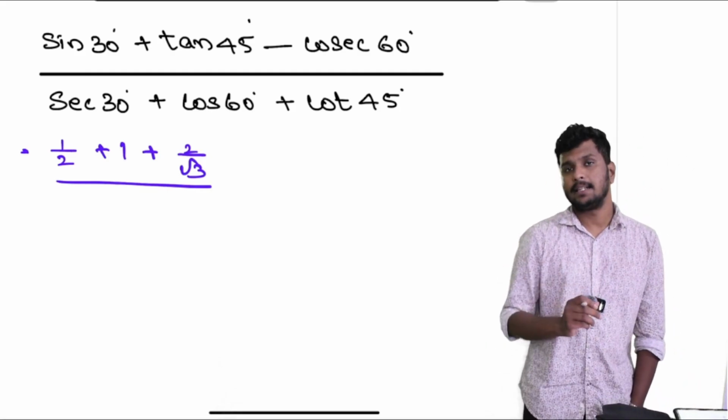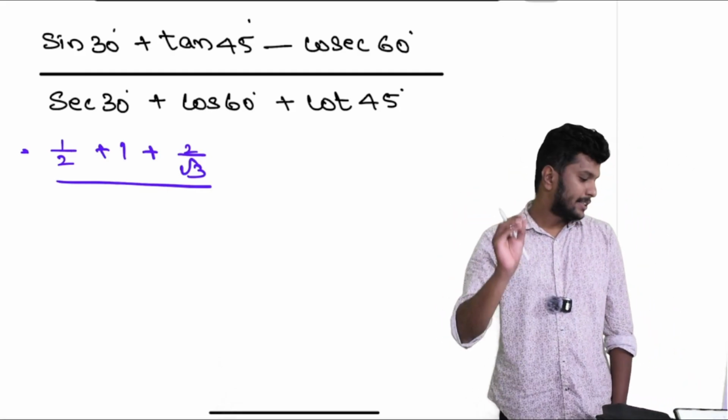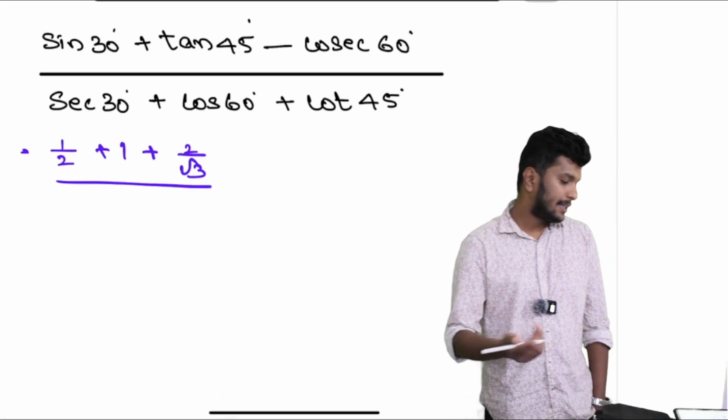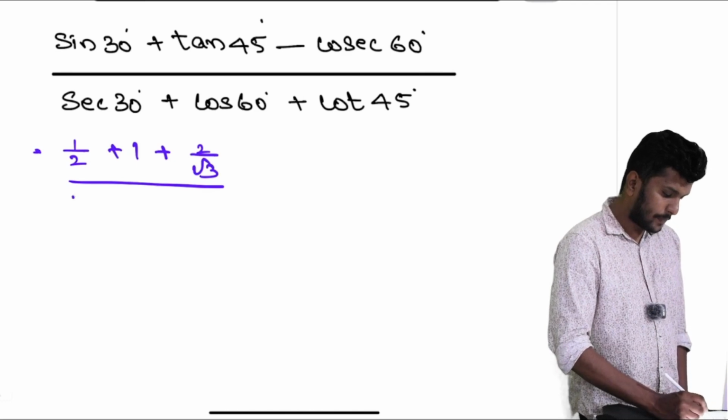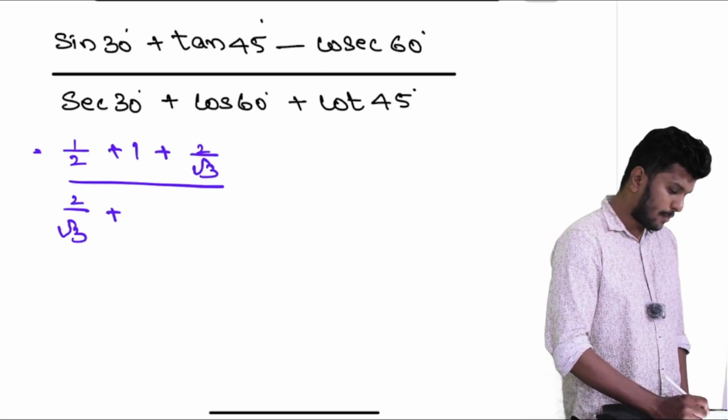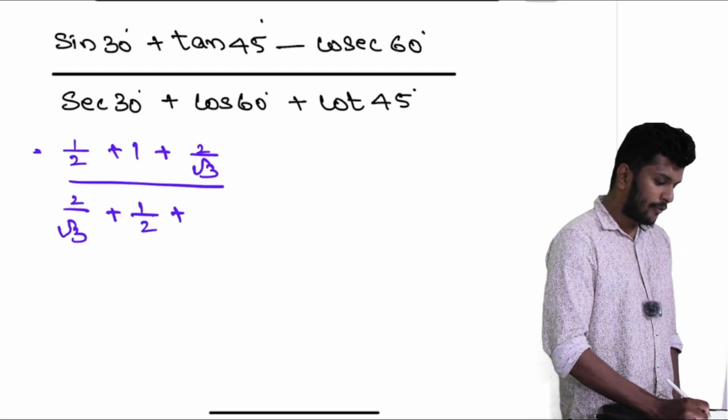sec 30. What is sec 30? It is the reciprocal of cos 30. Cos 30 is root 3 by 2, so sec 30 is 2 by root 3. Plus cos 60 is 1 by 2. Cot 45 is 1.